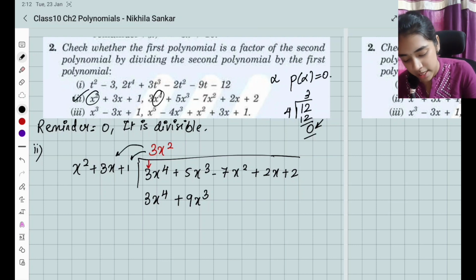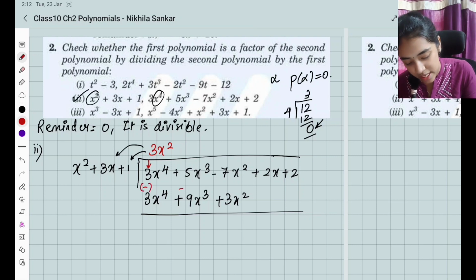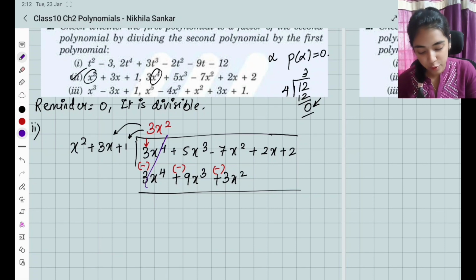Then the next term, 3x square into 1. So this is going to be plus 3x square. Now we have to subtract. Remember, the plus becomes a minus. The first term goes off. 3x power 4, 3x power 4 will go.